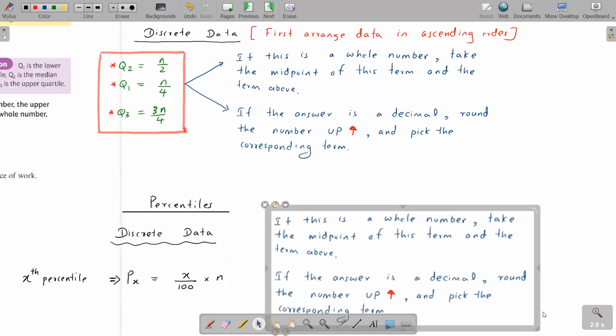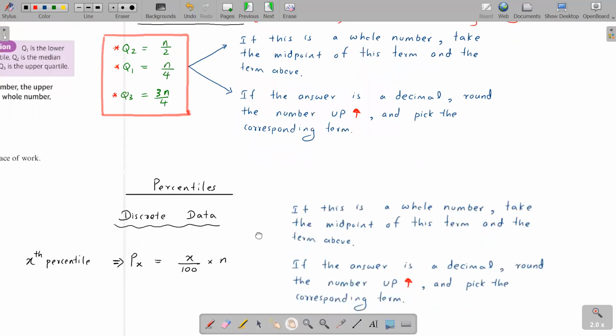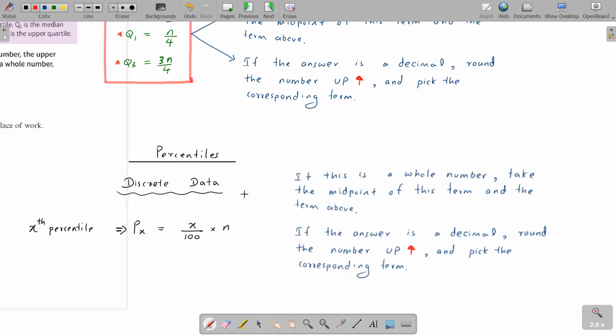Okay, so you can write this down. If this is a whole number, again, you can apply the same rule. If the answer is a whole number, then you take the midpoint of this term and the term above. However, if your answer is a decimal figure, you round the number up. Okay, this is for discrete data.